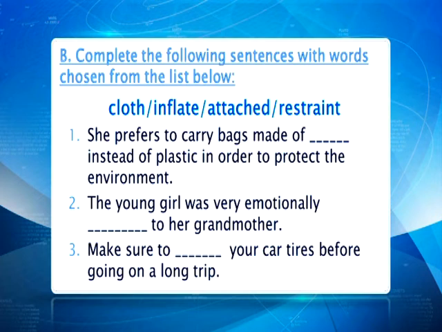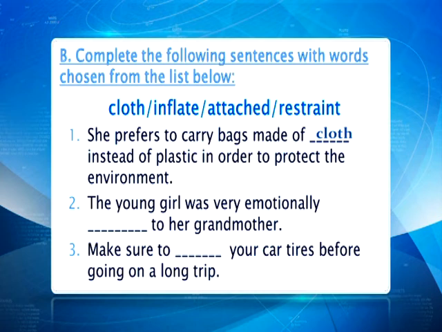Let's move on with our second type of questions, which is complete the following sentences with words chosen from the list below. We have cloth, inflate, attached, and restraint. Let's read the sentence. She prefers to carry bags made of blank instead of plastic in order to protect the environment. What do you think? Cloth. Very good.